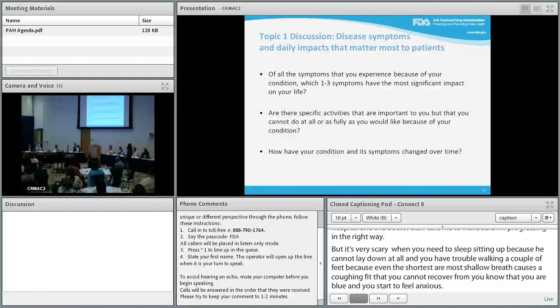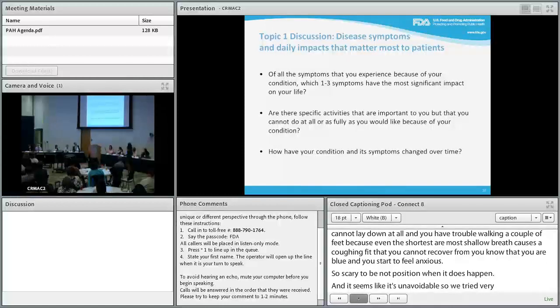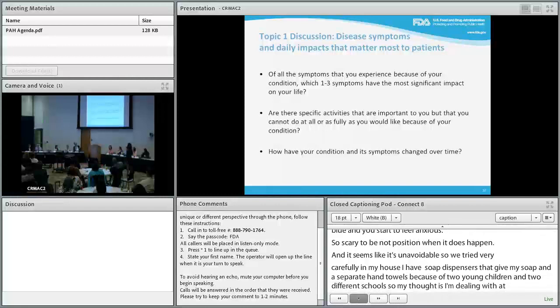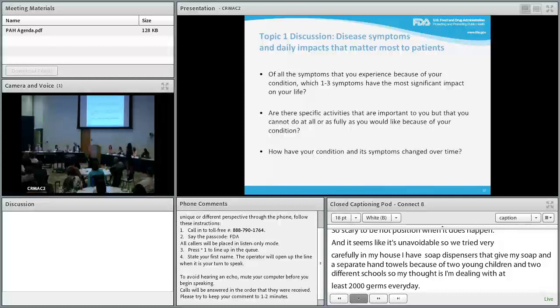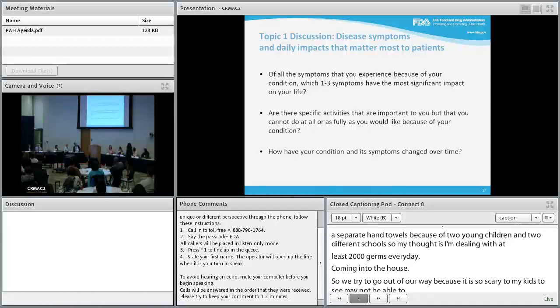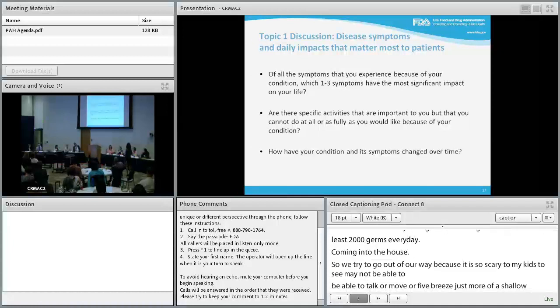So we try very carefully. In my house I have soap dispensers and separate hand towels because I have 2 young children in 2 different schools. My thought is I'm dealing with at least 1,000 germs every day coming into the house. We go out of our way because it is so scary to my kids to see me not be able to talk or move, or if I breathe more than the most shallow breath, going into a coughing fit that I can't recover from. They don't even want to be there. They're scared. So it's all of those things that come into it too, and that is all directly related to my PH. Okay. Thank you.